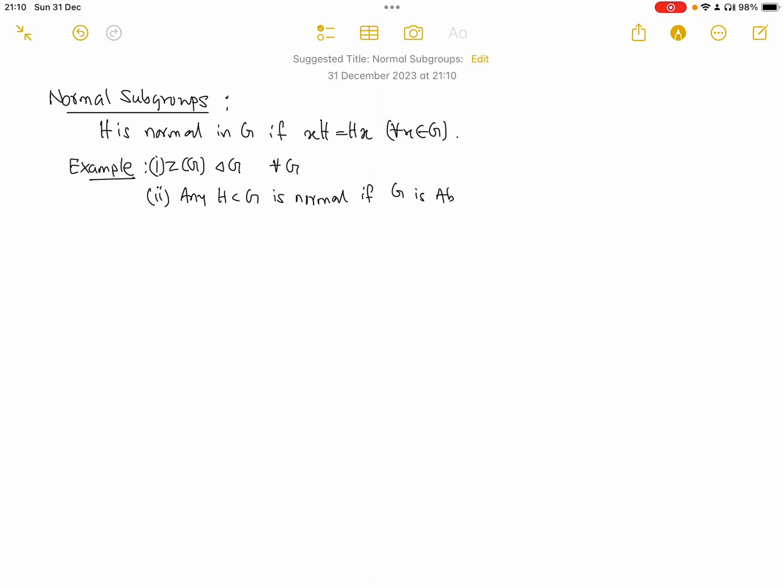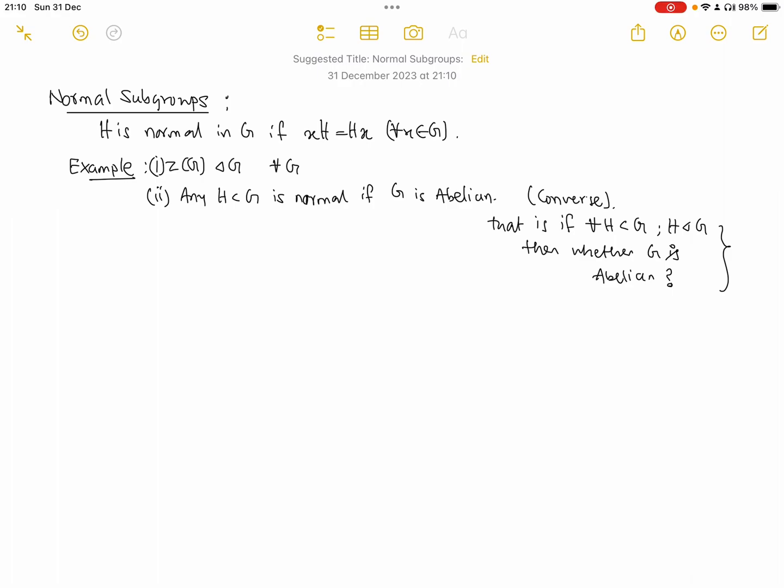Normal if H is abelian. Now you may also try to think about the converse of this statement. That is, if for every subgroup H of G, H is normal in G, then can you say that G is abelian or cyclic or whatever? You can also try to find some counterexample of a group where each subgroup is normal, but the group is not, say, cyclic, or more generally, non-abelian.